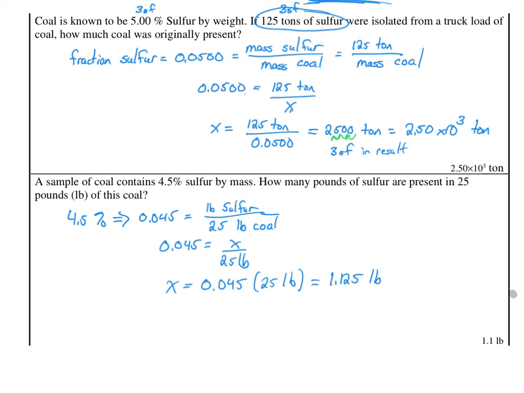So now we need to do sig figs. We look at the numbers that go into the result. We have 2 sig figs here, 2 sig figs here. This is multiplication. So we want 2 sig figs in our final answer. And our final answer with the correct sig figs and the units is 1.1 pounds.